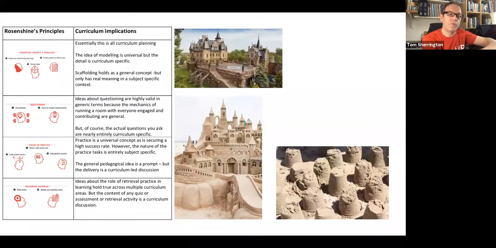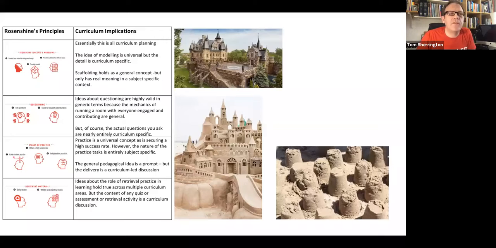And what does it look like when we've gone to the more independent stage? And finally, retrieval practice. There are lots of good general ideas about retrieval practice. We're going to look at some of those. But the nature of any activity you're doing, the questions you're asking, the type of review that you're engaging in, has a curriculum thing.